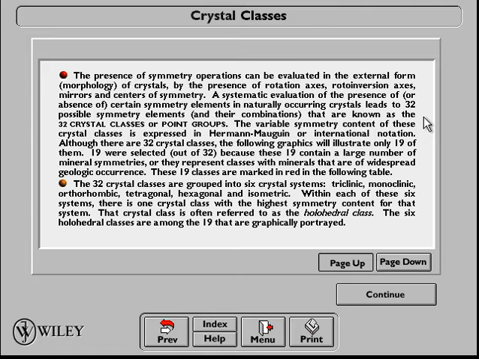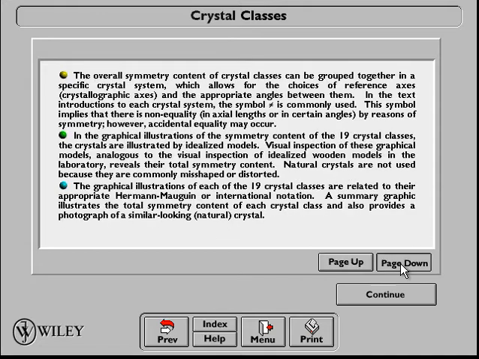That crystal class is often referred to as the holoedral class. The 6 holoedral classes are among the 19 that are graphically portrayed. So now we are going to the page down bottom. The overall symmetry content of crystal classes can be grouped together in a specific crystal system, which allows for the choice of reference axes, crystallographic axes, and the appropriate angles between them.